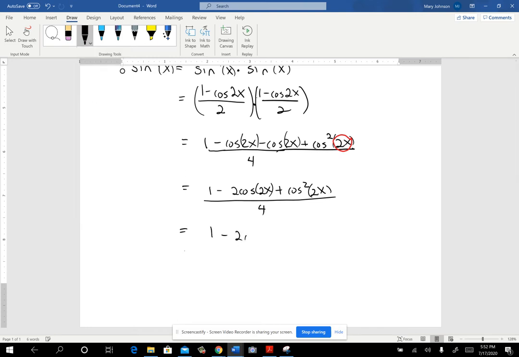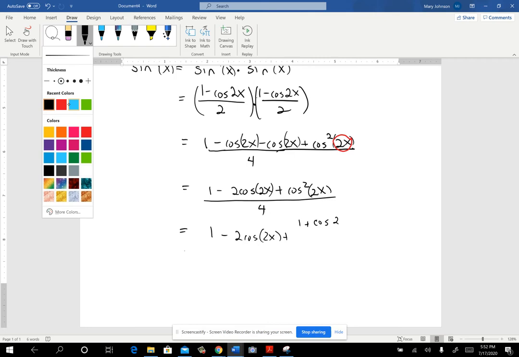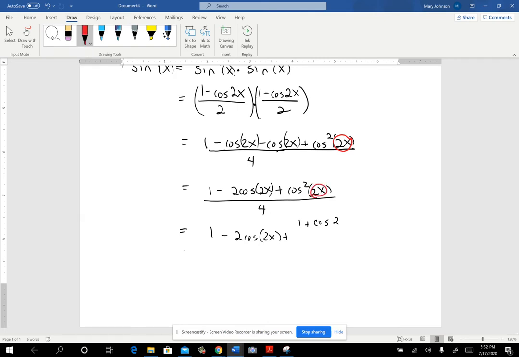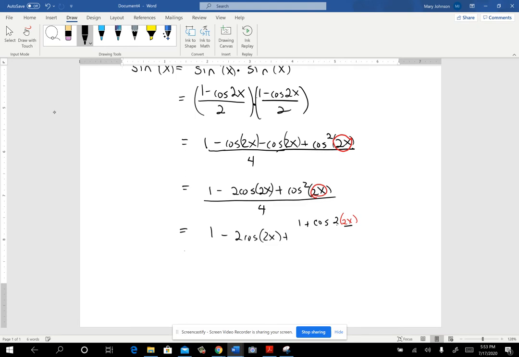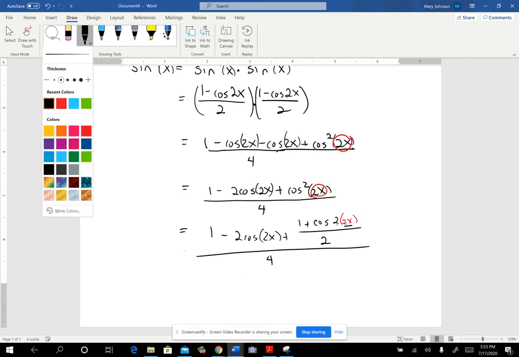So this is 1 minus 2 cosine 2x. That's what we already had. But then that formula said you would do 1 plus cosine 2 times your angle, but your angle now is 2x. So your angle is 2x. So make sure you have that 2x on that. So it's 1 plus cosine 2 times your angle, all divided by 2. And then all of that is divided by 4.